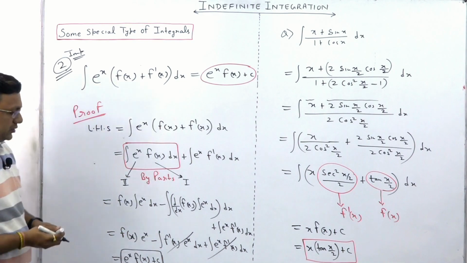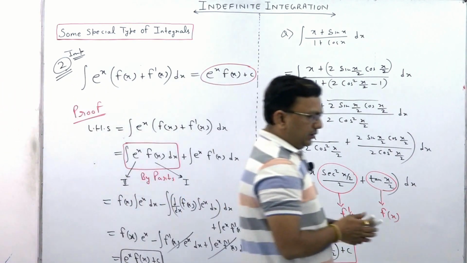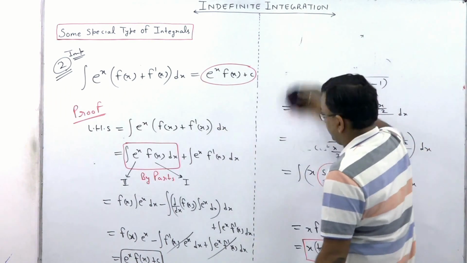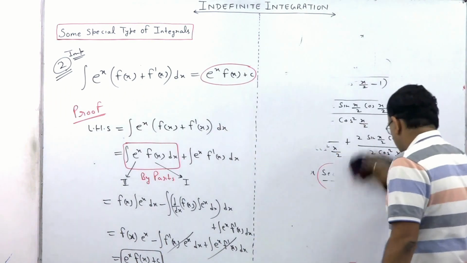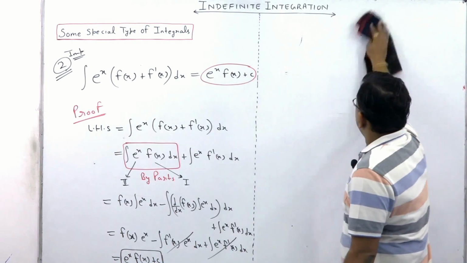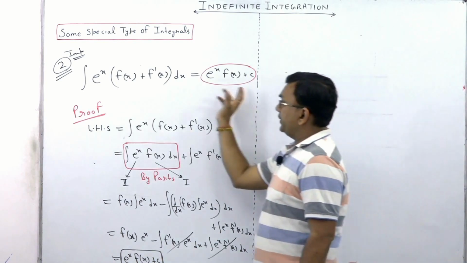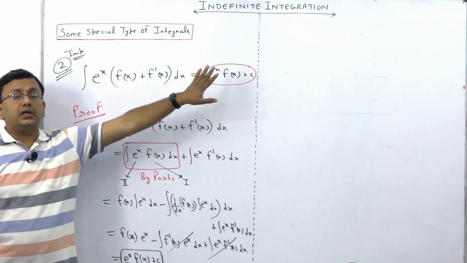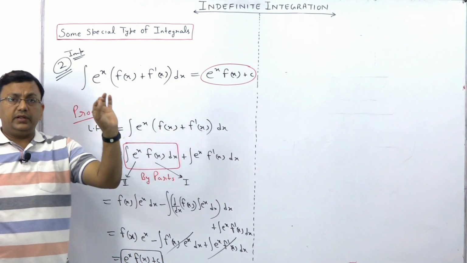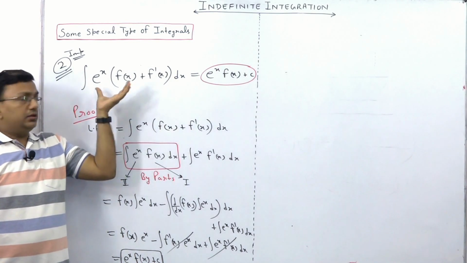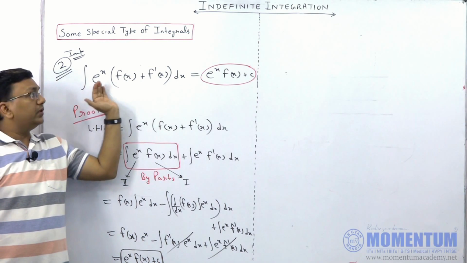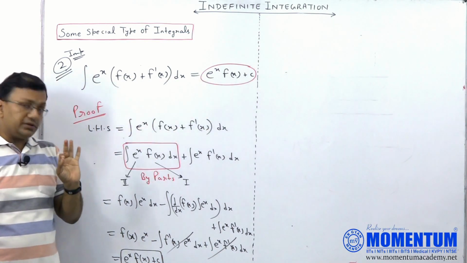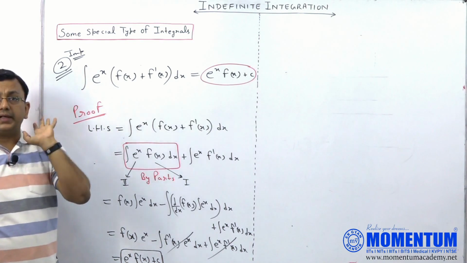In a school exam, they may ask proof of this special integral. In a problem of integral, yes, direct use of the result is allowed. If you have an integral of the form e to the power x times function plus derivative, you can use the direct result. You are allowed for that.